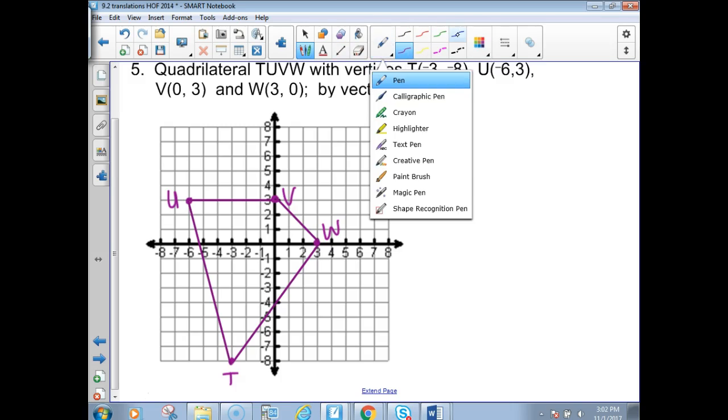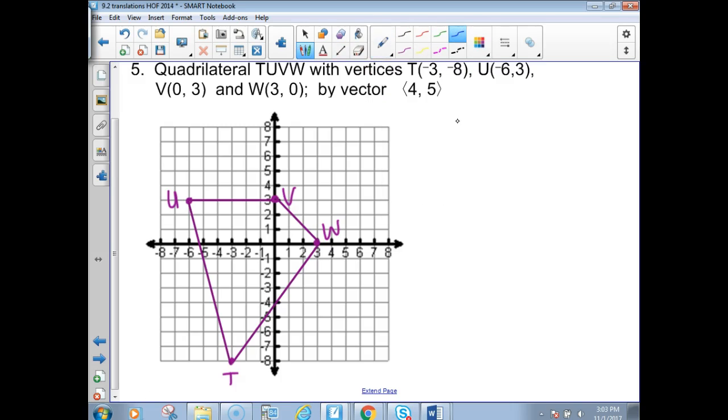Now I'm going to think about the translation vector. It says 4, 5, which would mean right 4 and up 5. So I'm just going to do that to all my points. 1, 2, 3, 4, 1, 2, 3, 4, 5. U prime is way up top. And V prime is going to be up top too. 1, 2, 3, 4. 1, 2, 3, 4. There's V prime.